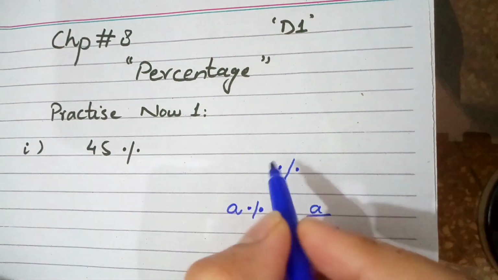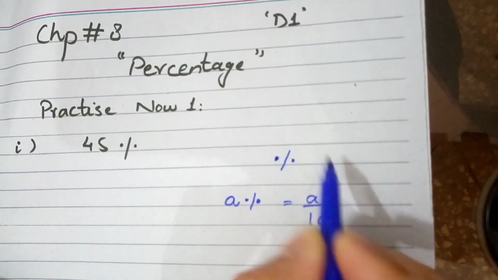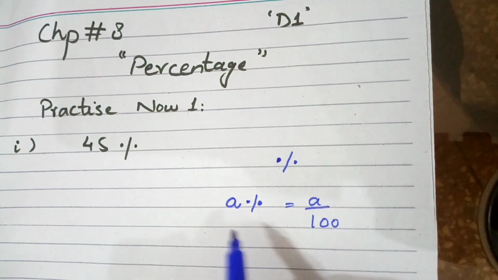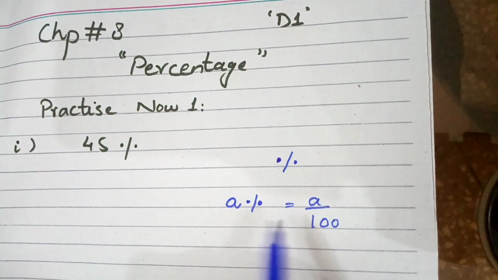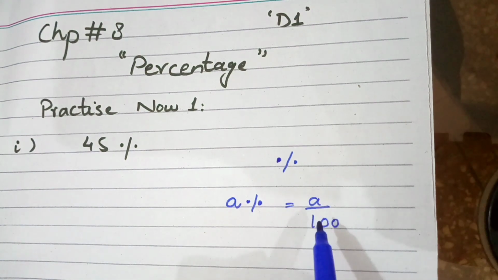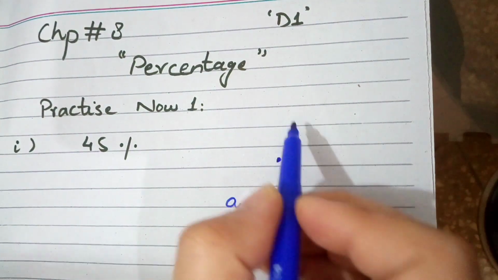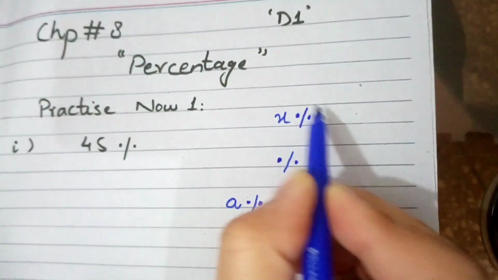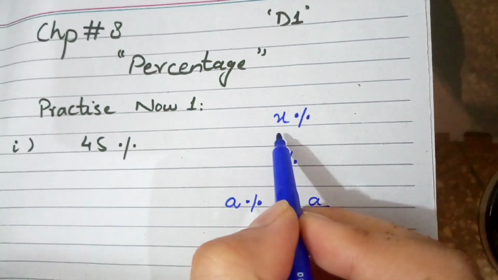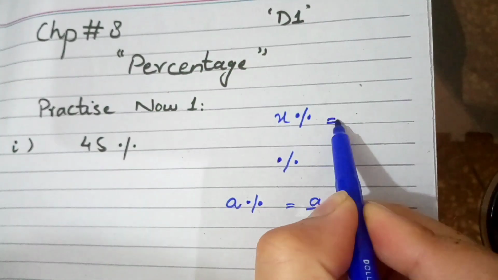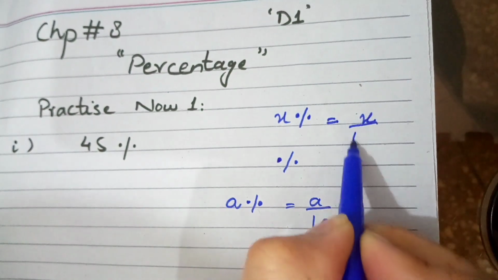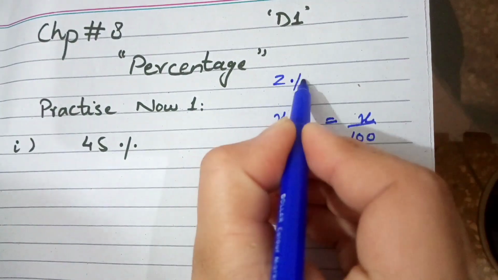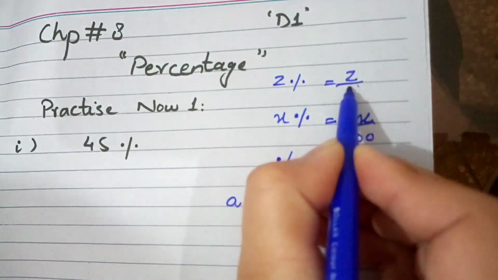The name of the chapter is percentage. Percentage is represented by this symbol, the percent sign. If I write a percentage, that means parts per hundred. For example, if we write x percent, that means x parts per hundred. Clear? If we write z percent, that means z parts per hundred.